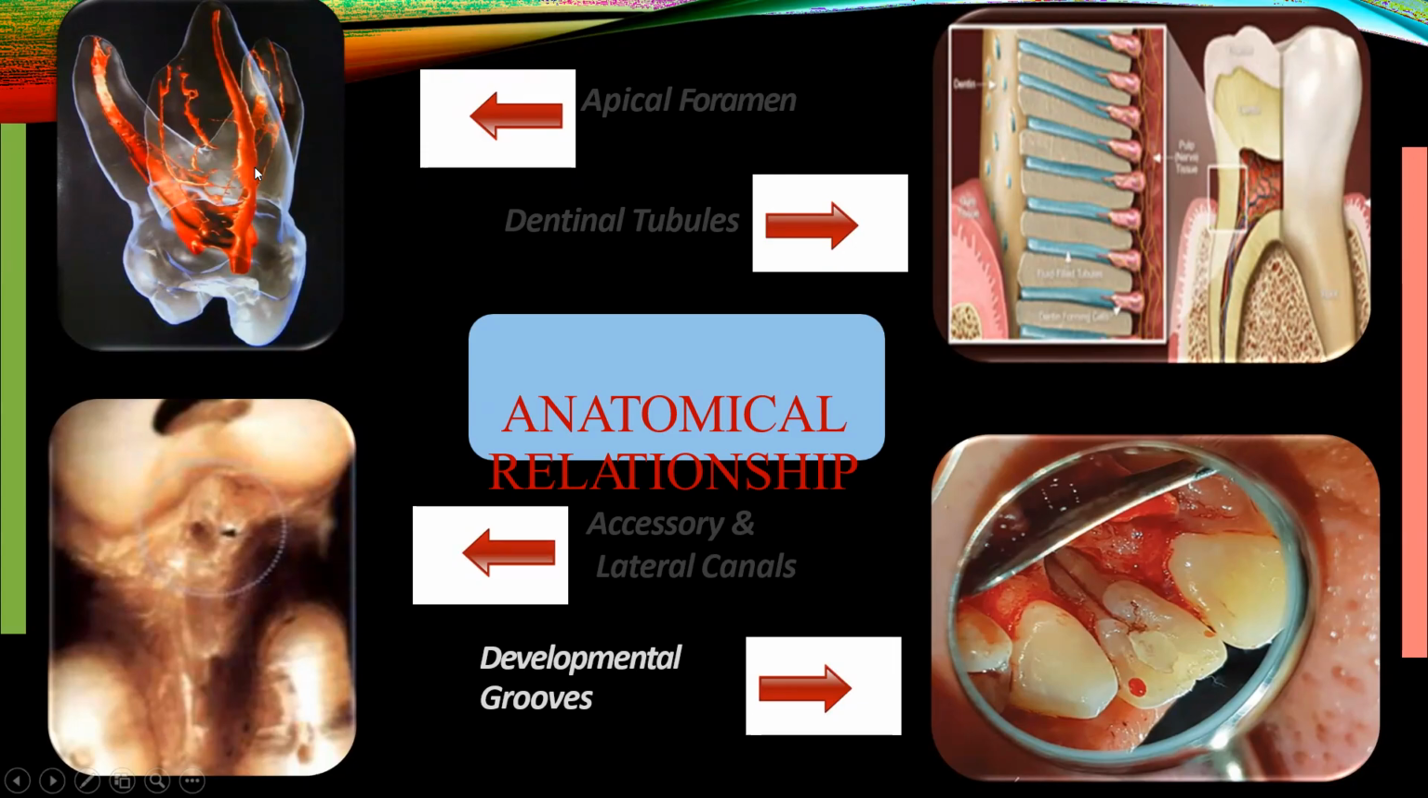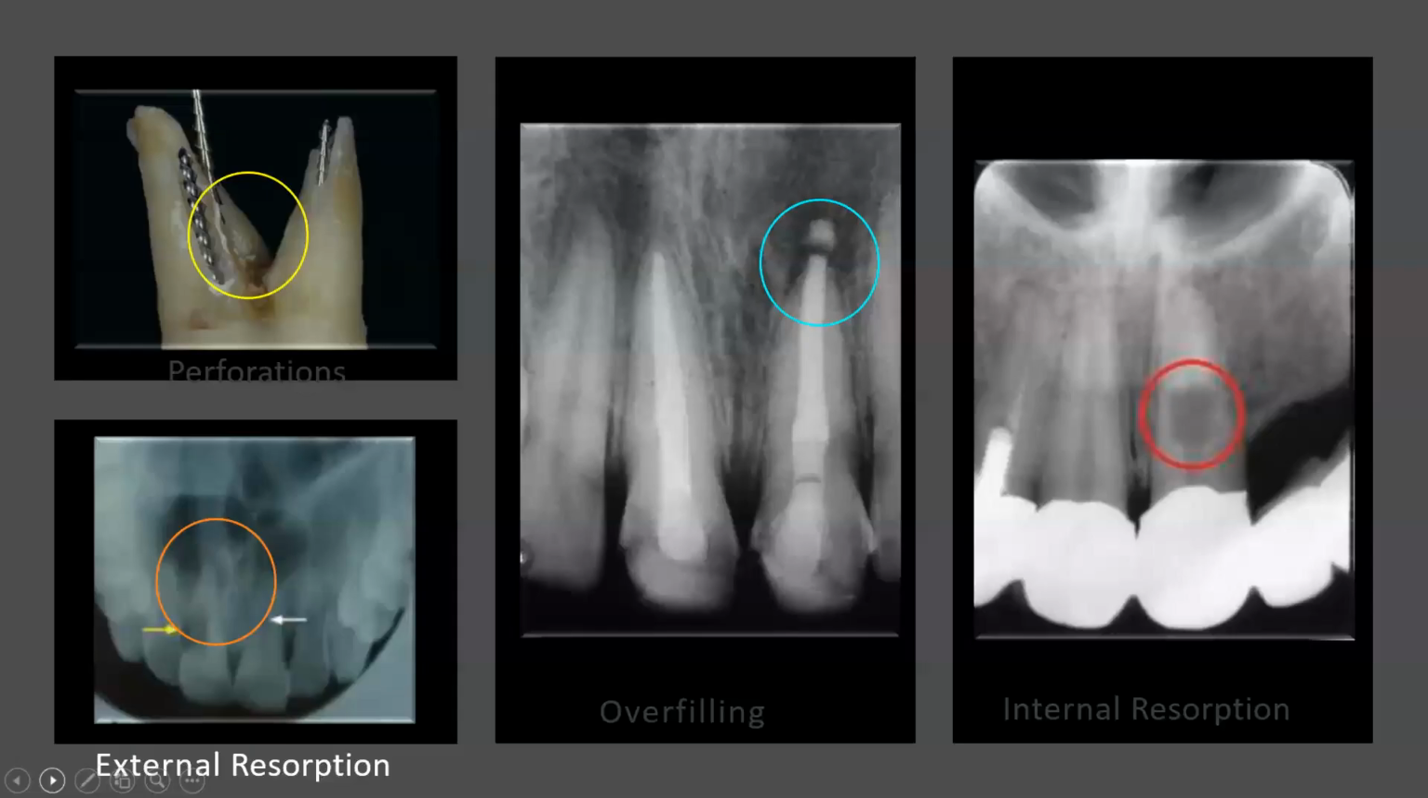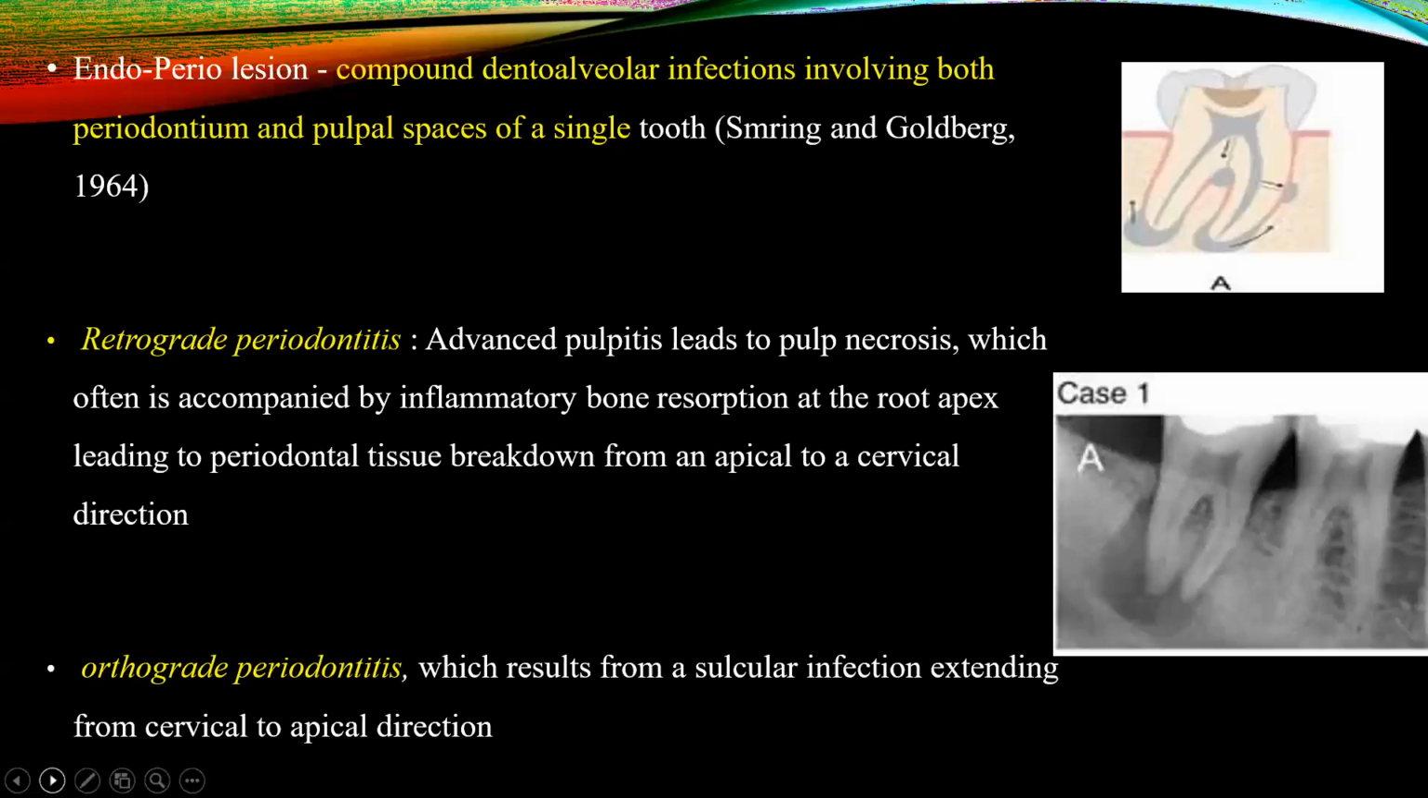These being apical foramina, dentinal tubules, lateral or accessory canals, and the developmental grooves. And the other pathways are perforations, external resorption, overfilling during root canal treatment, as well as internal resorption.